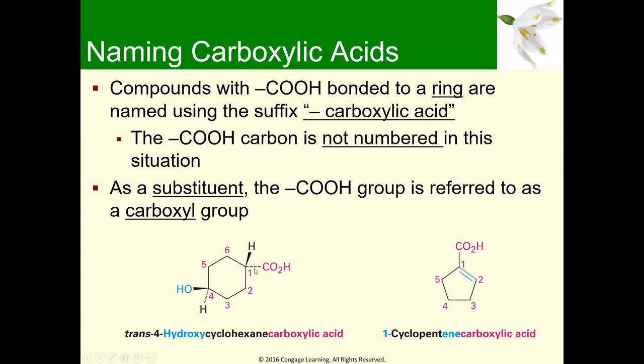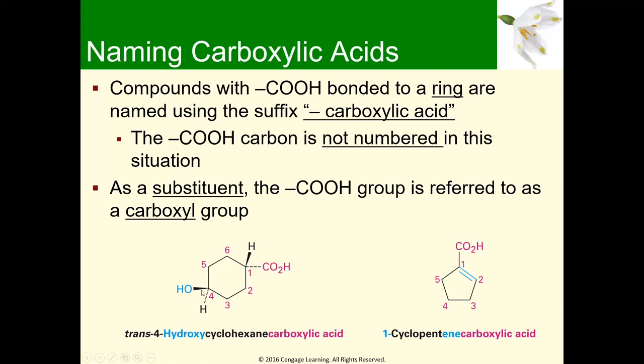It's not one of the numbered carbons. But we know that with a ring, if the number is not given for the substituent, that means it's on carbon number 1. So this carboxylic acid group is on carbon number 1. And then if you look over here on carbon number 4, we've got this OH group, which when you're naming that as a substituent, it's called hydroxy.